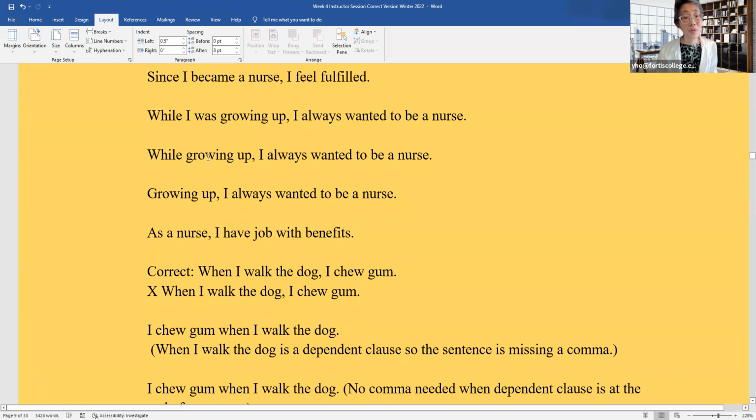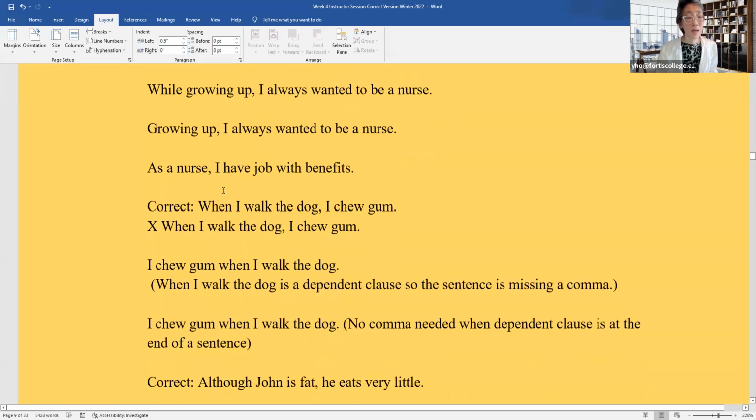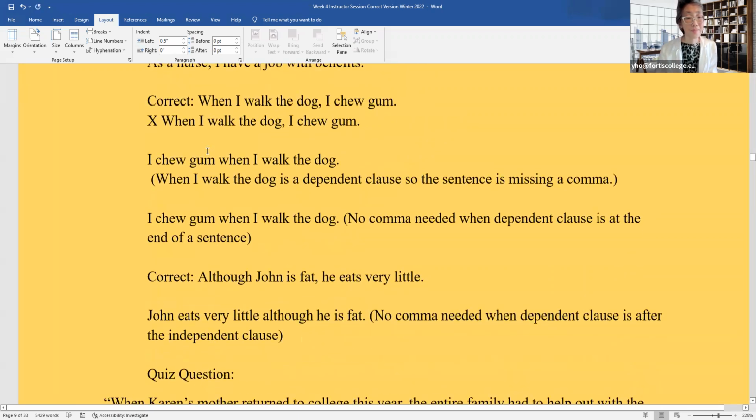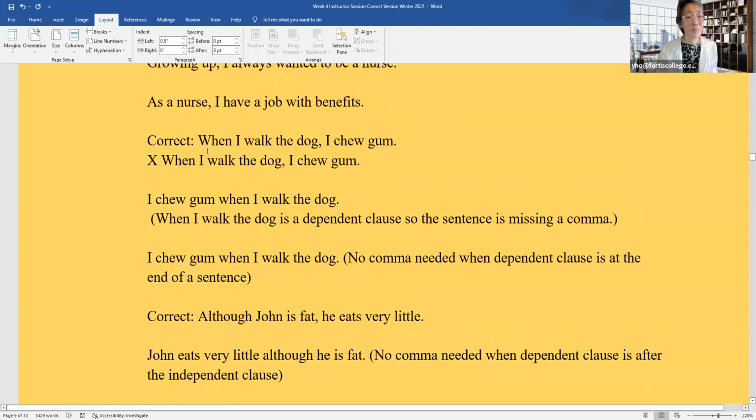So when you have an introductory phrase, you have to have a comma. It's all the same thing: when this dependent clause or phrase is at the beginning of a sentence, you have to put a comma there. As a nurse, I have a job with benefits. This is a job, a meaning one. Anyway, you need to have a comma. When I walk the dog, I chew gum.